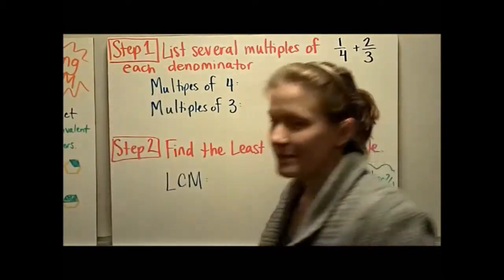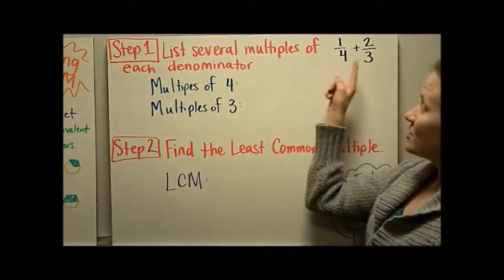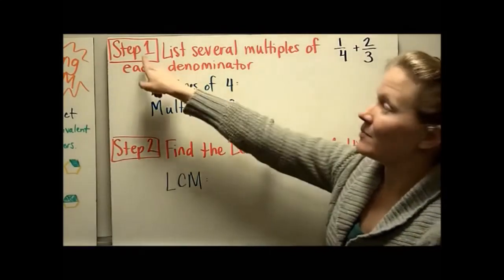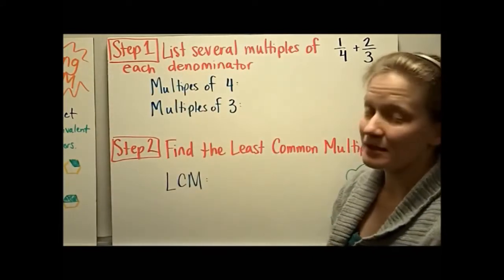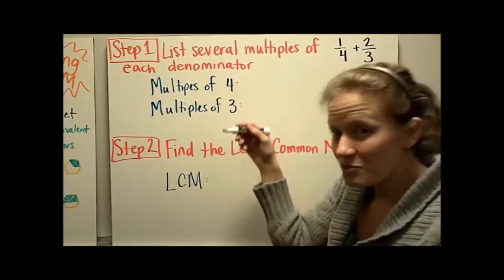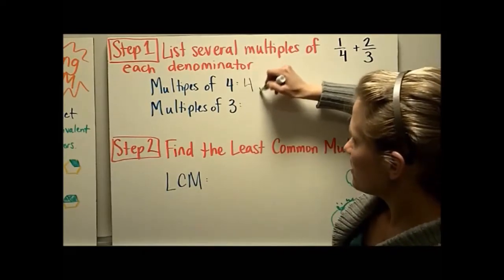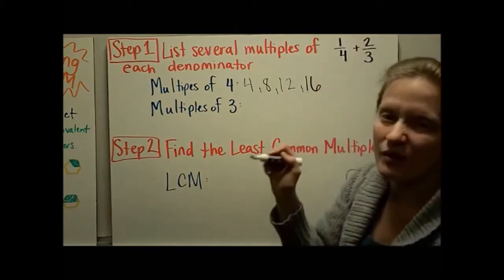So let's go through the steps of using the least common multiple in order to add fractions, starting with this problem, 1/4 plus 2/3. The first step is to list several multiples of each denominator. So I'm going to list the multiples of 4, and that's just 4 times 1, 4 times 2. You might use your song to help you. 4, 8, 12, 16. We'll start with that many.